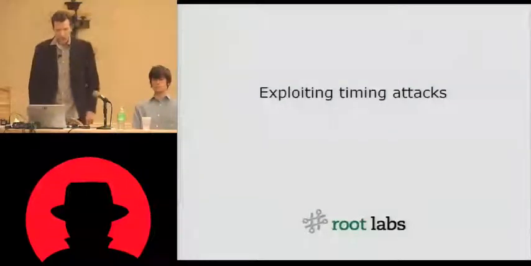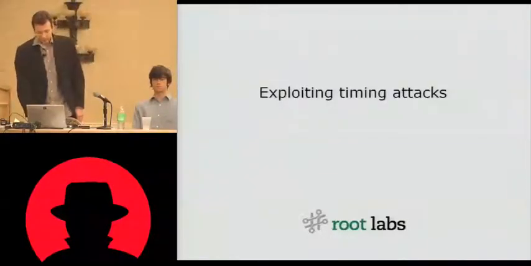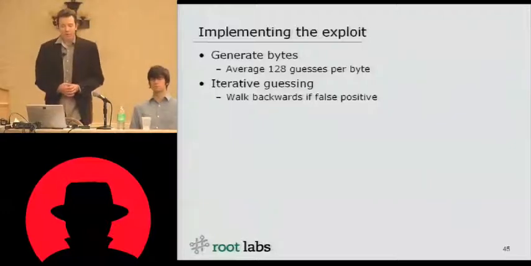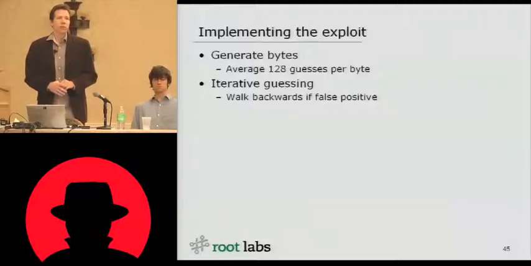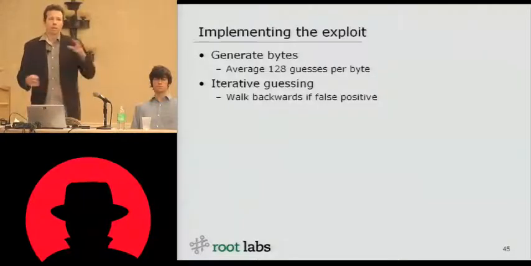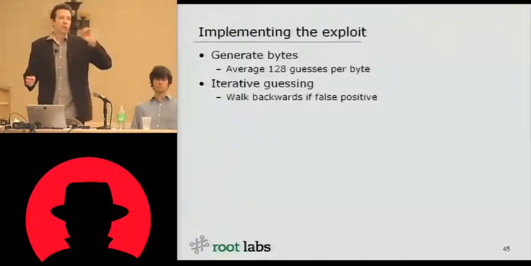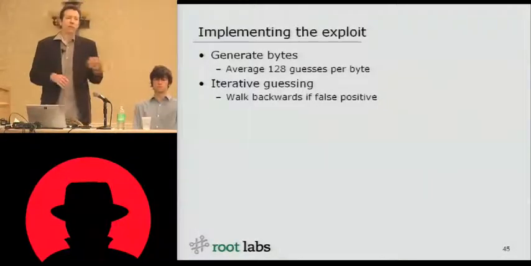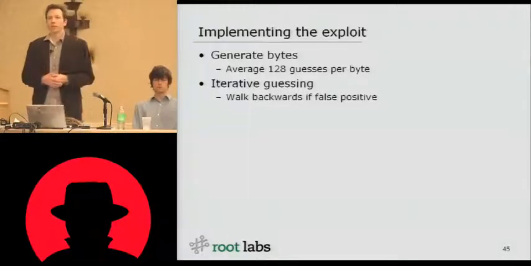So, exploiting timing attacks. We implemented a number of different ways of exploiting this. The simplest way we came up with, which we haven't seen anyone else do yet, was to iterate over the byte that you're guessing. You generate a bunch of samples for a particular byte, sending it to the server. You measure the time that it takes, then you iterate over your guesses. If you're lucky, it takes on average about 128 guesses per byte, because there are 256 possibilities, and more if you're unlucky.